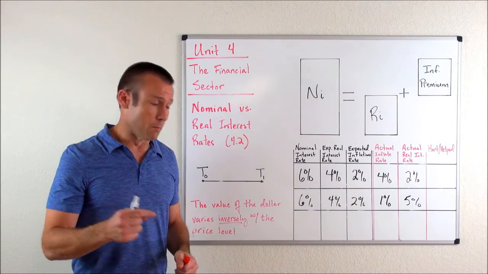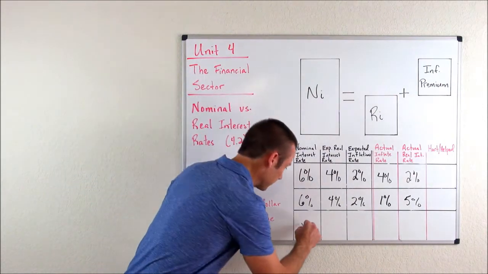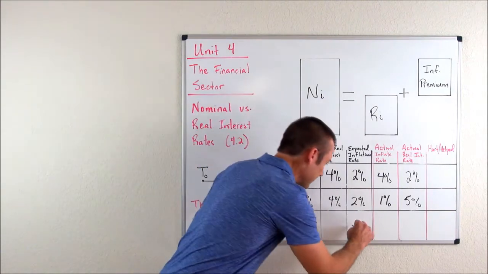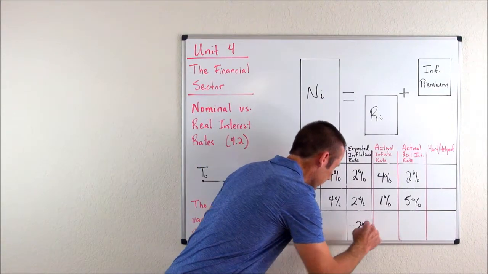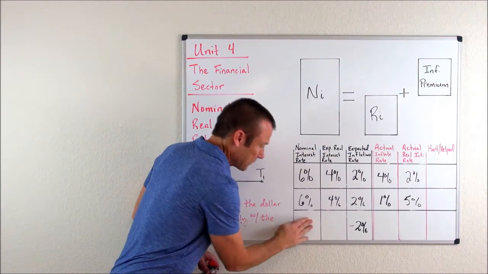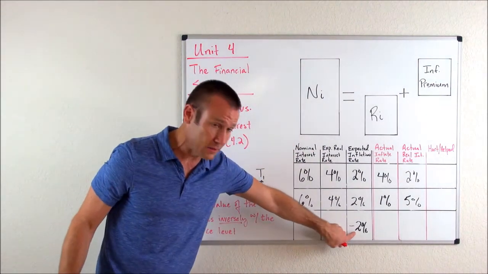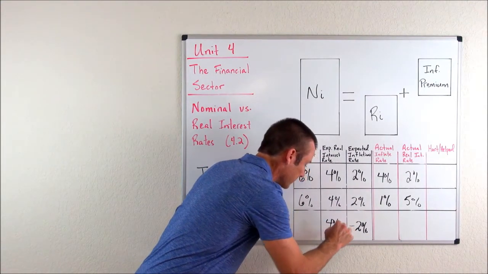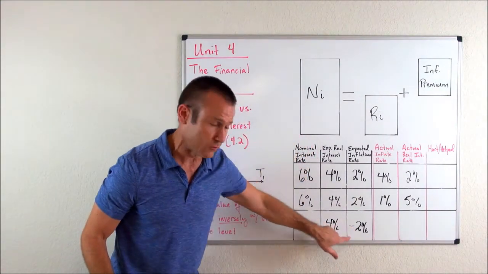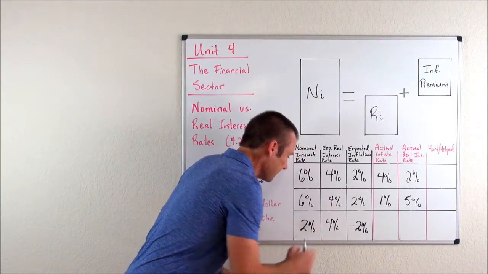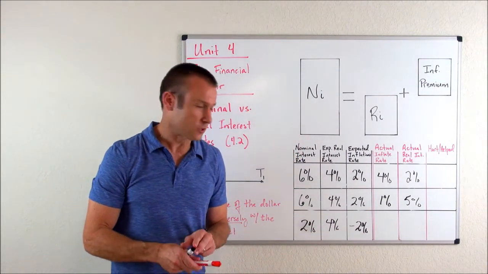Okay, one more I want to do here. I'm going to put negative 2%. Oh, I'm sorry, I don't want this to be 6%. I'm sorry about that, I'm going to erase that. Let me go with negative 2%. Let me keep this being 4%. If that's 4% and that's negative 2%, this is going to be 2%. So, a little different situation here.